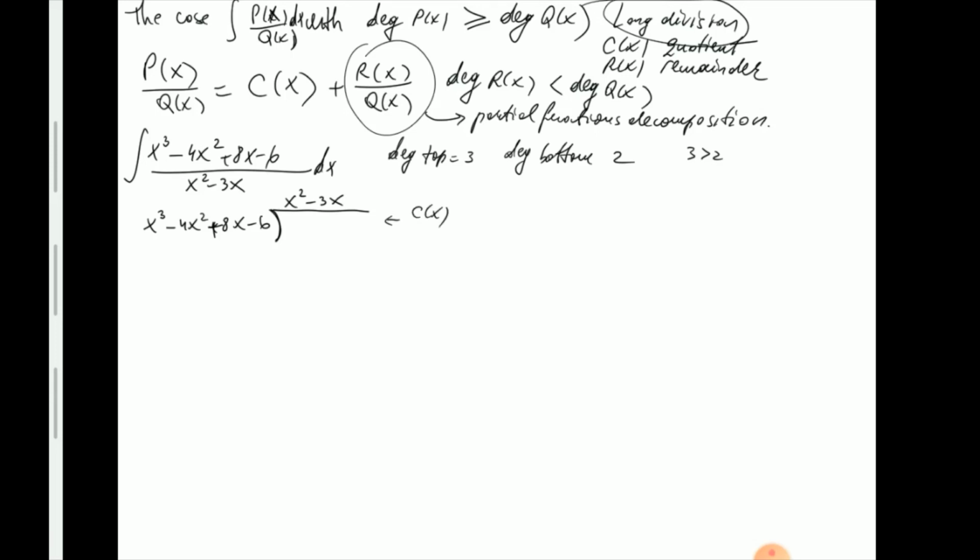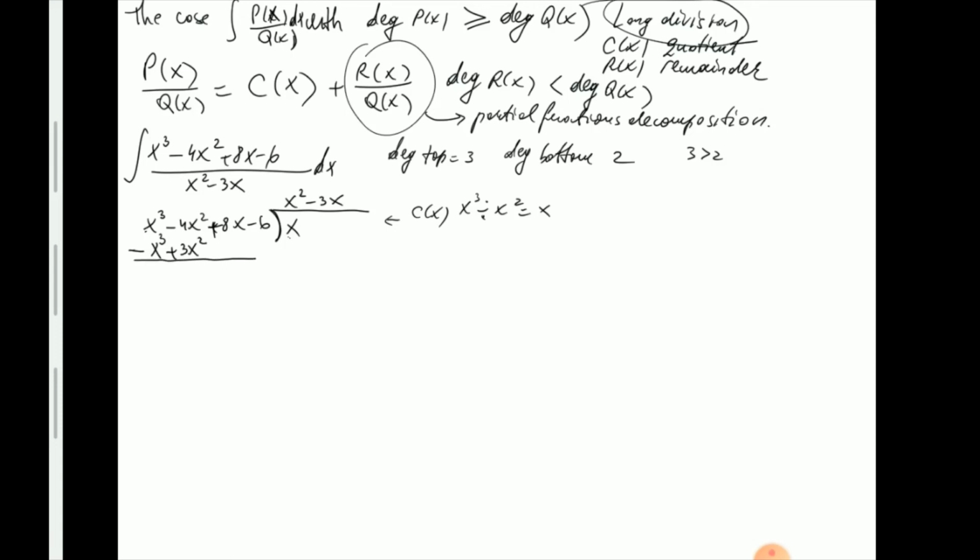So at each step of the algorithm, you divide the leading coefficients. So x cubed over x squared is equal to x. Multiply the result by the whole denominator, x squared minus 3x, and change the signs and arrange them underneath the original numerator. So x times x squared is x cubed, change the sign. x times minus 3x is minus 3x squared, change the sign, plus 3x squared.